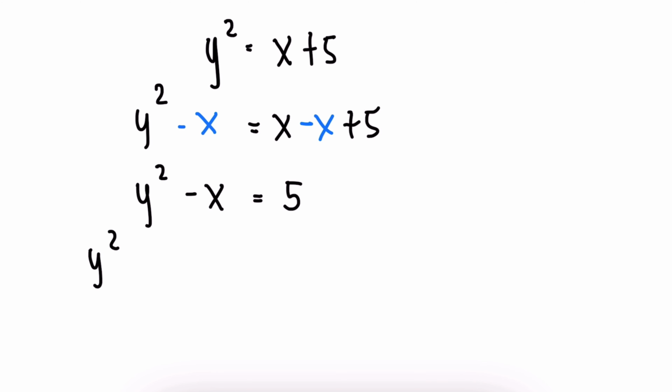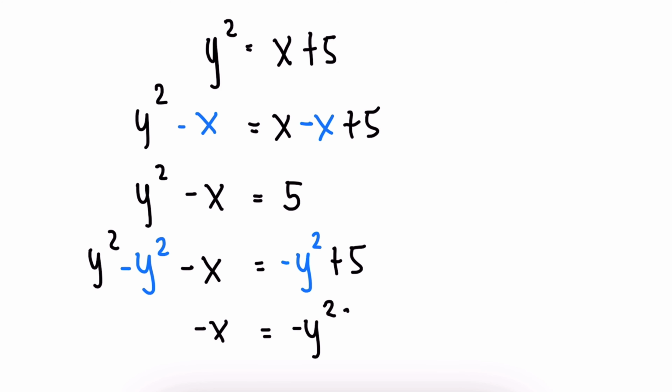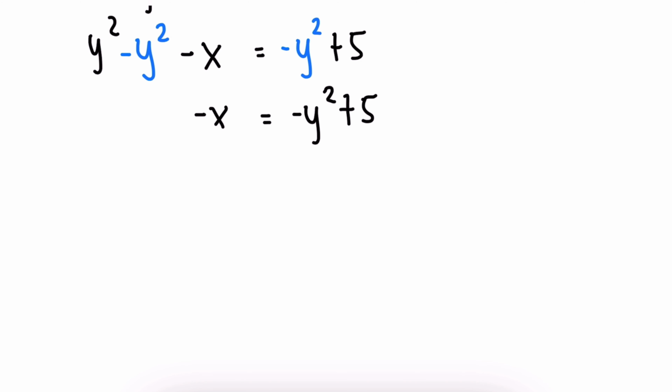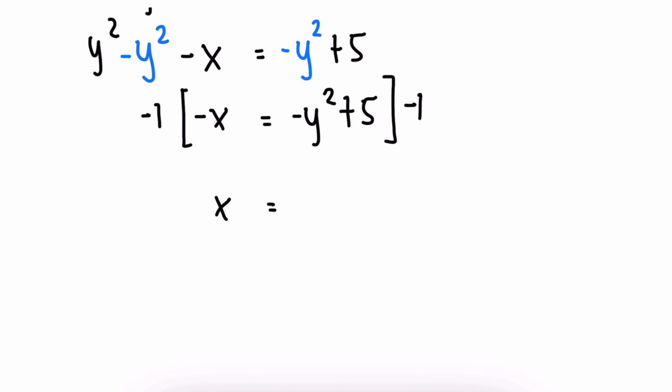That will be y squared minus x is equal to negative y squared plus 5. Simplify, on the left side of the equation, y squared minus y squared, that is equal to 0. The equation will become negative x is equal to negative y squared plus 5. To isolate the variable x on one side, multiply both sides by the negative 1. So the resulting equation now is x is equal to y squared minus 5.